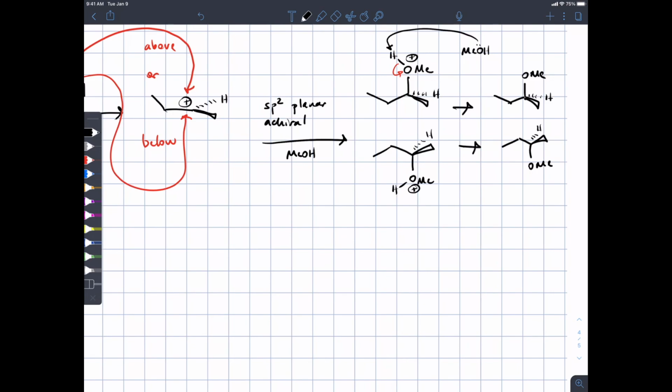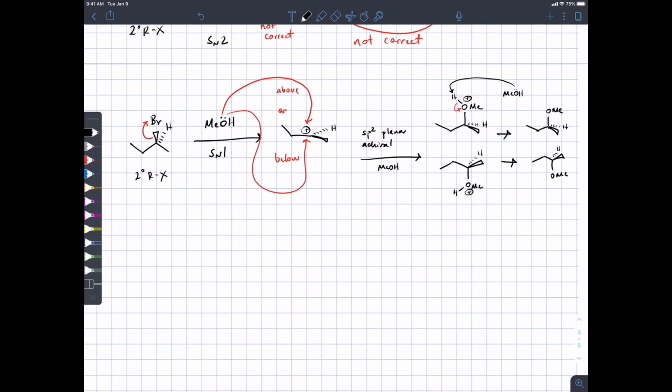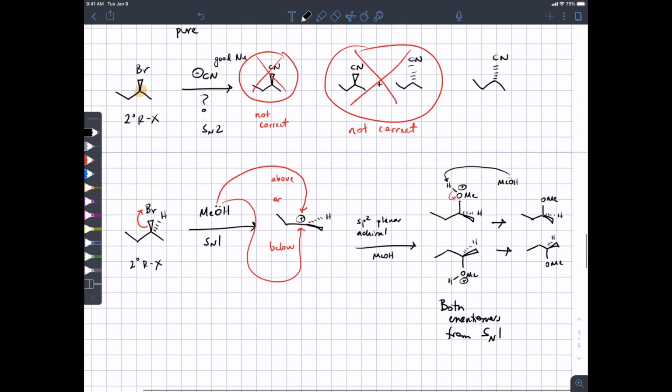Don't worry too much about this proton transfer step I just drew. The important point is we get both enantiomers from the SN1 reaction. And this is why the answer above was not right, because if you draw both enantiomers, that communicates that you think you went through an SN1 mechanism.